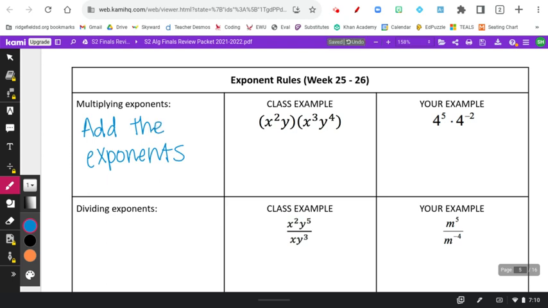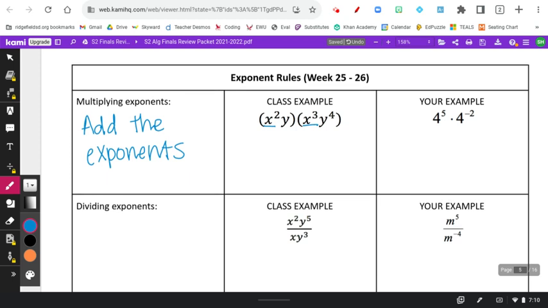So if we look at this class example here, I have x squared and x cubed are like terms because they both have an x. My exponents are 2 and 3, and since these x's are multiplying, we're going to add those exponents. 2 plus 3 becomes 5, so this is x to the 5th power.